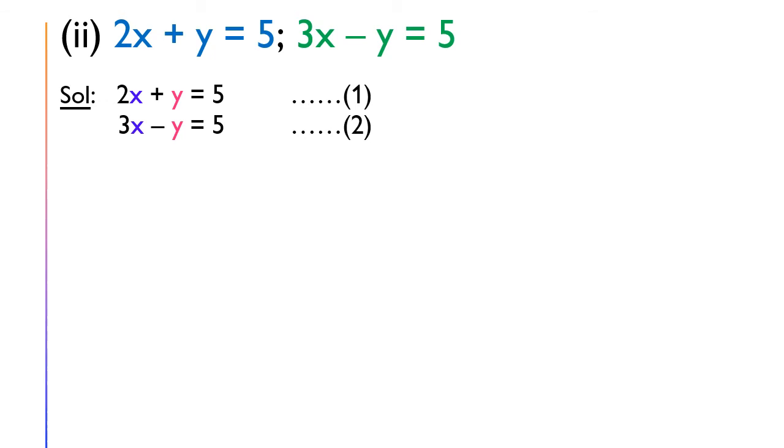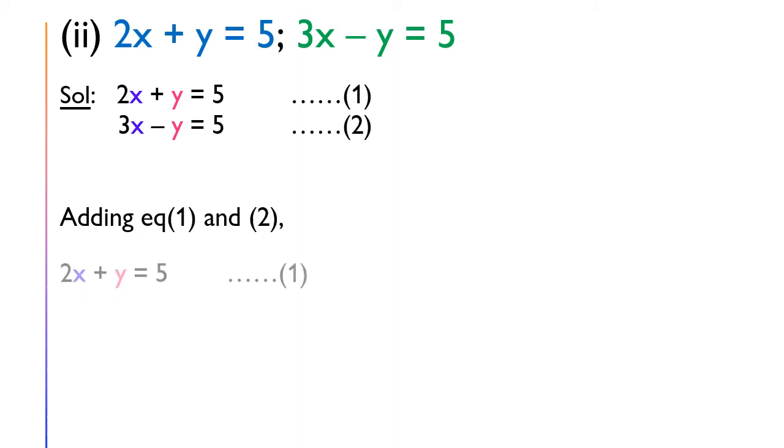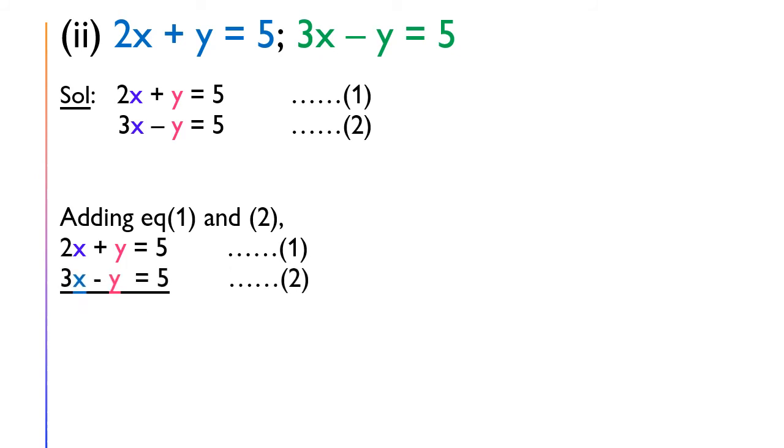Okay, so now here the first step is making the coefficients the same. The coefficients are already the same here and the signs are also opposite. So what we are going to do is add equation 1 and 2. When we add equation 1 and 2, what happens? Plus y and minus y will get cancelled and we will be adding 2 plus 3, which will be 5x, and 5 plus 5, which will be 10. So we have 5x equals 10, x is equal to 10 upon 5, which will be 2.